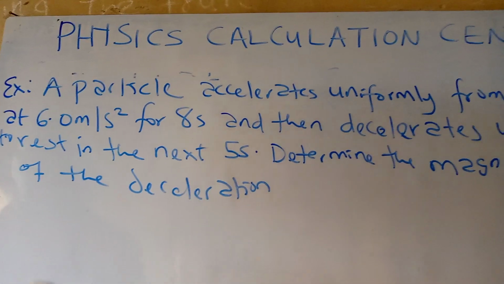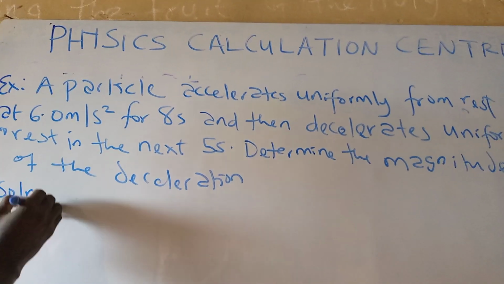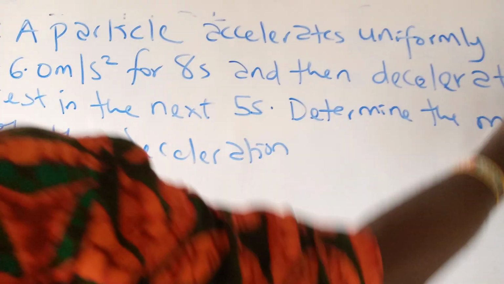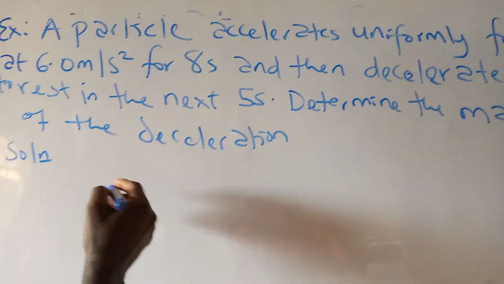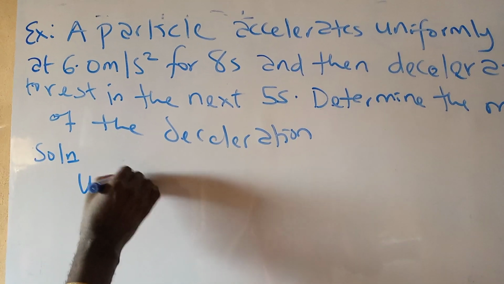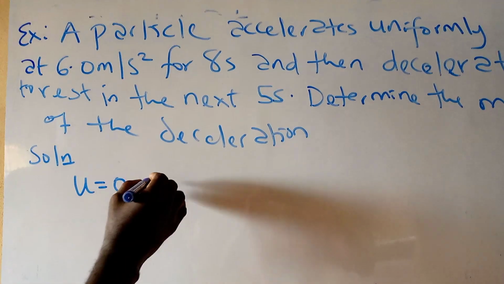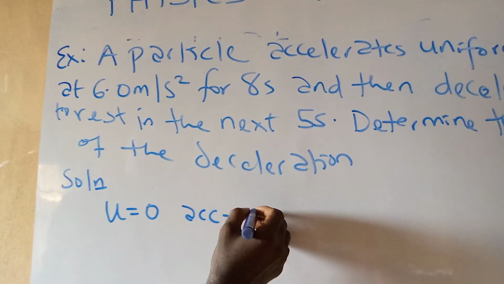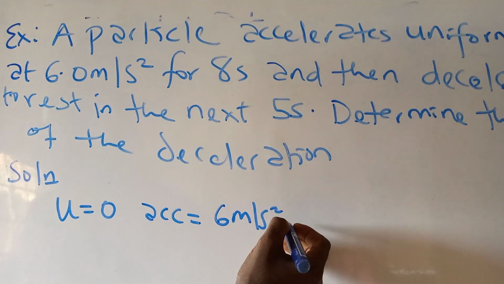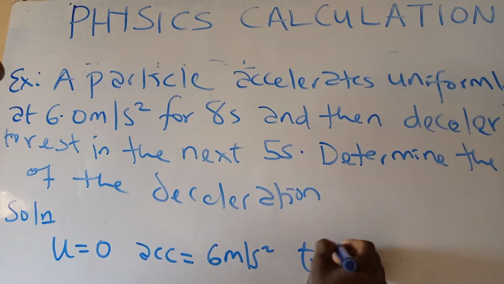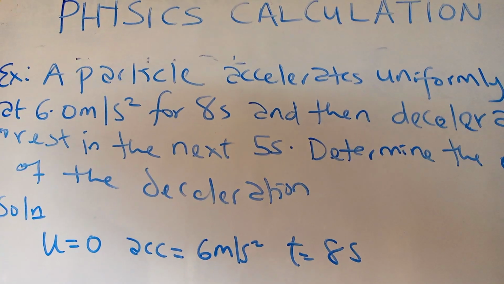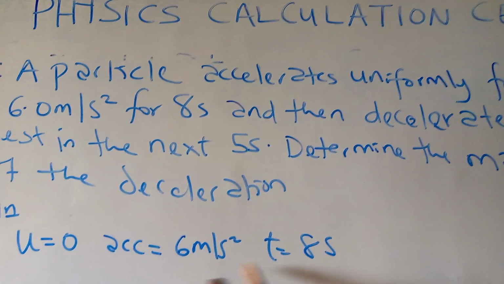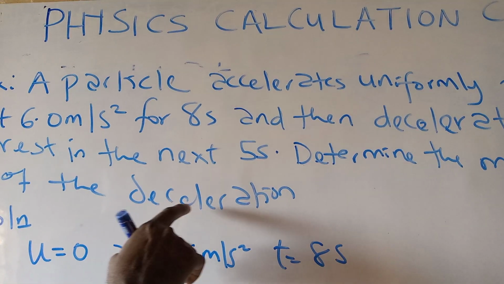The first thing I told you is for you to get the parameters. If you look at this, it's saying a particle accelerates uniformly from rest. And I told you when a particle starts from rest, the initial velocity is 0. We have the acceleration as 6 meters per second squared, and the time is 8 seconds. Now it says we should calculate the deceleration.